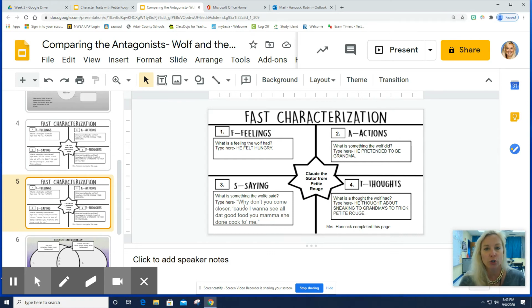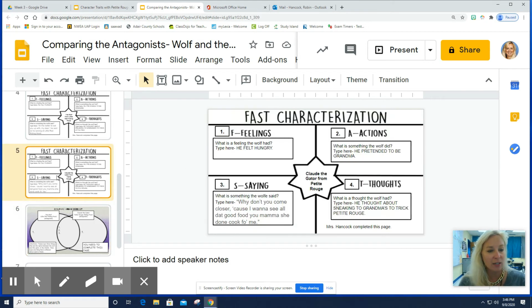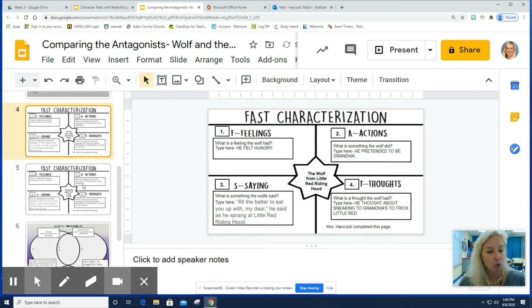So here's what you're going to do now. After you're done watching this video, you need to complete this page. The directions say, please type 3 things that are the same between the wolf and the gator in the middle. So that would be right here. If you go back and look at these 2 pages, you should be able to find 3 things that are the same between the 2 of them, okay?